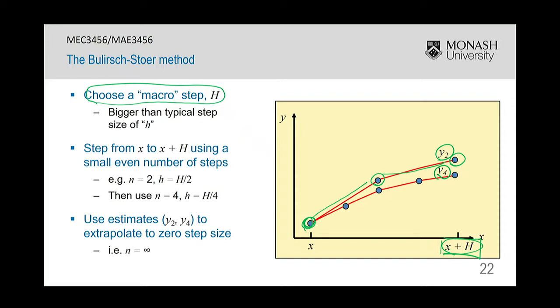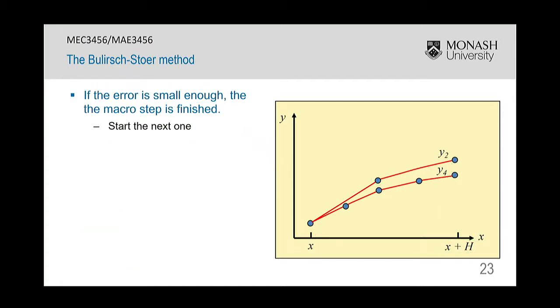Use these 2 estimates to extrapolate a solution to 0 step size. So y2 and y4 are functions of the step size, so that's going to be big H on 2, big H on 4. Let's extrapolate to n equals infinity, in other words, the step size h equals 0. If we do that extrapolation, we'll come up with an estimate. We'll call it y infinity, and it's that red blob there. That will give us an estimate of the error, the difference between y infinity, our extrapolated value, and y4.